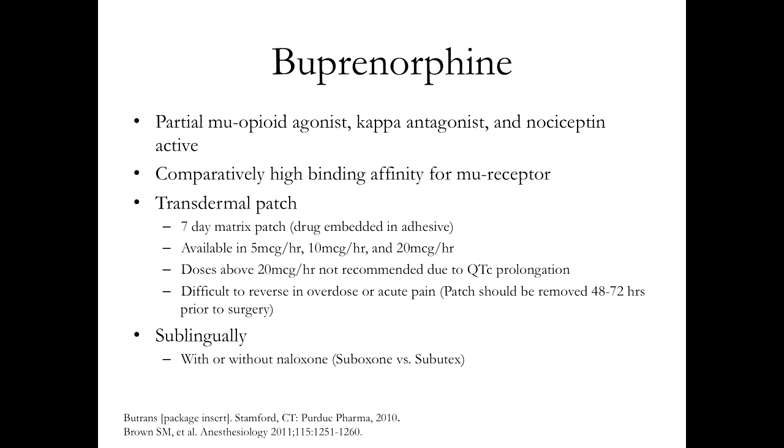Now, buprenorphine works as a partial mu opioid agonist, so it actually kind of has antagonistic properties at the mu opioid receptor. That means that there's probably very low respiratory depression liability with this drug. It's a kappa agonist, or a kappa antagonist, and it also affects nociceptin receptors, which is that new ORL opioid receptor. Has a very high binding affinity, so if you're on another opioid, it will knock it off.